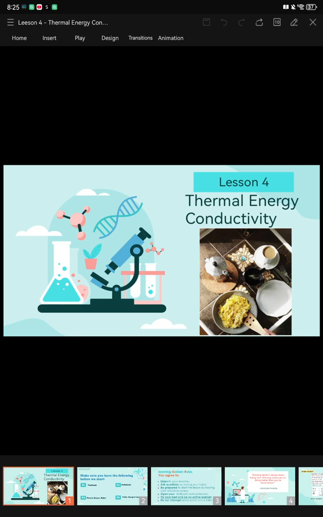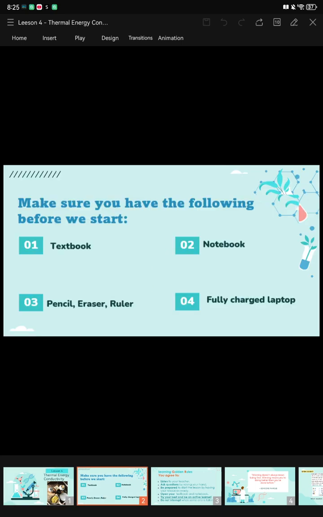Hello, curious students. Today we are going to dive into the fascinating world of conductivity. We will learn what conductivity means and how different materials allow heat or electricity to pass through them. We will discover which materials are good conductors and which are insulators, and we will see examples from everyday life. So let's get started.